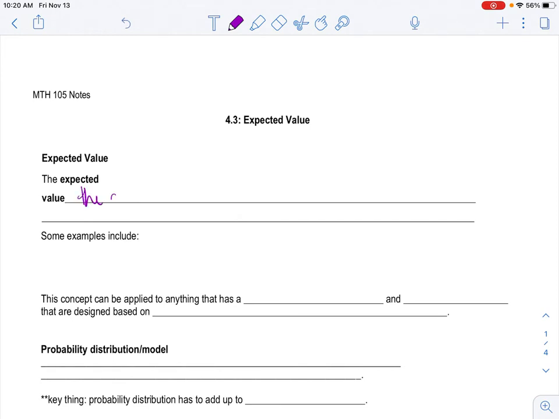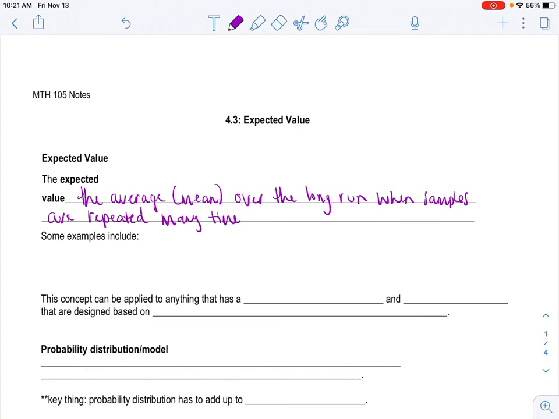The average, we like to use the word mean now, over the long run, when samples are repeated many times. Okay, so what does this even mean?